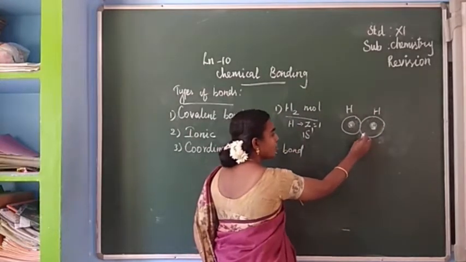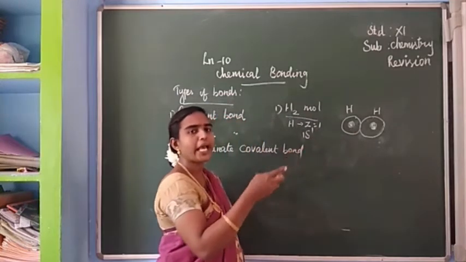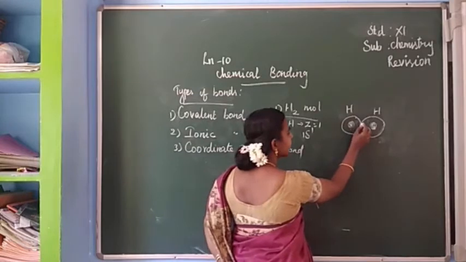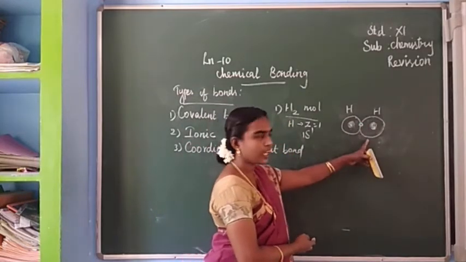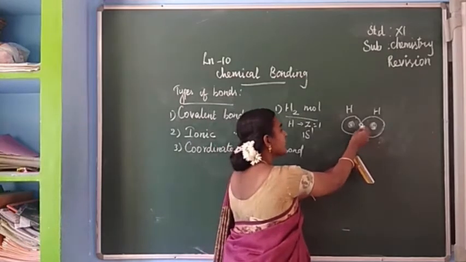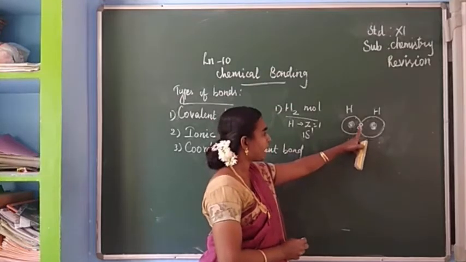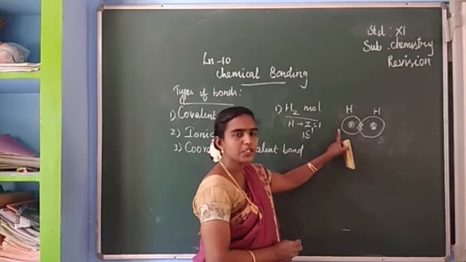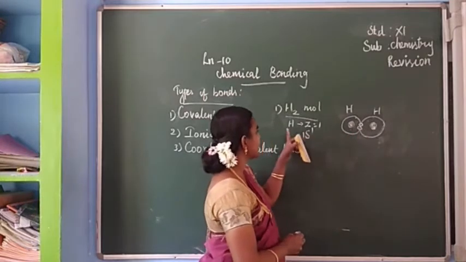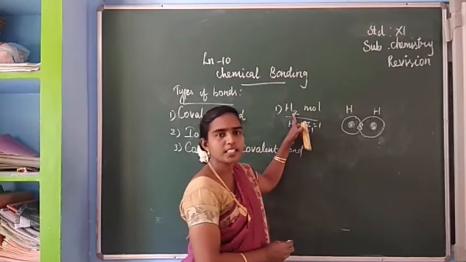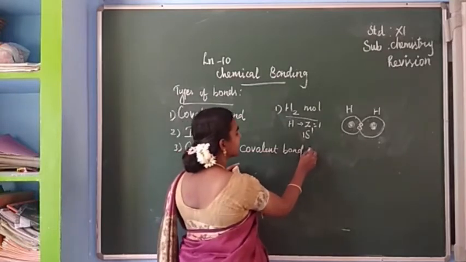So how this covalent bond will form? By mutual sharing of one or more pair of electrons. So this hydrogen atom is sharing this electron. The same way the next hydrogen atom also shares the one electron which is in 1s orbital. So one pair of electron is shared between this bonded atom. That's why the bond in this H2 molecule we can call as covalent bond. Is it clear?